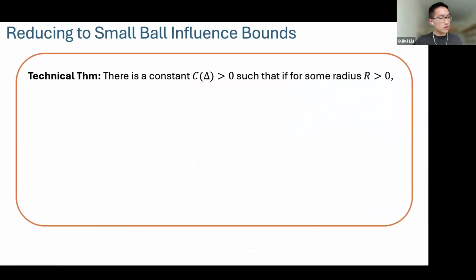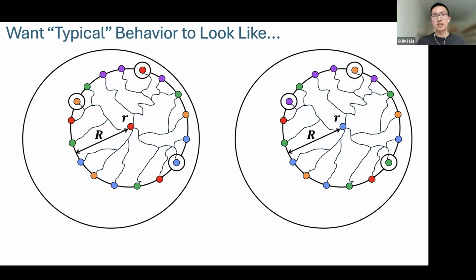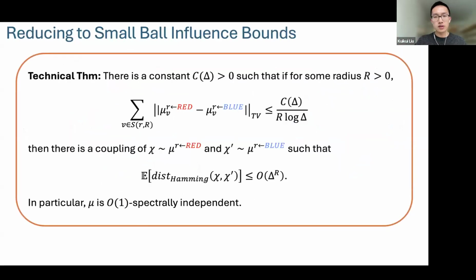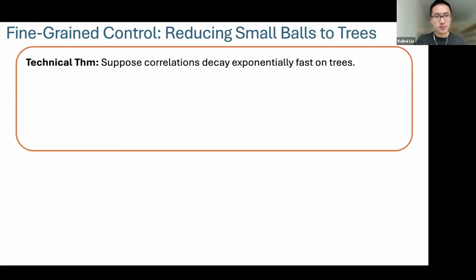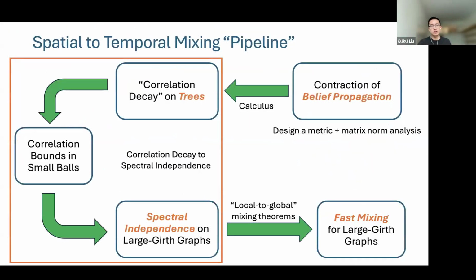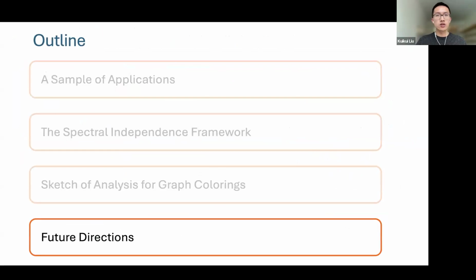So I guess I'm running out of time slightly, so I'm going to skip the more technical statements of how to formalize this typical behavior. Maybe we can also discuss during the question session. But I want to conclude with some future directions for this line of research.